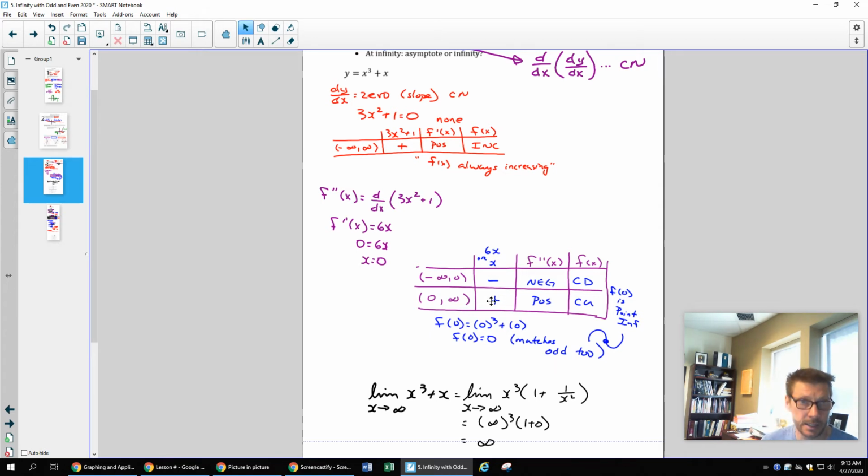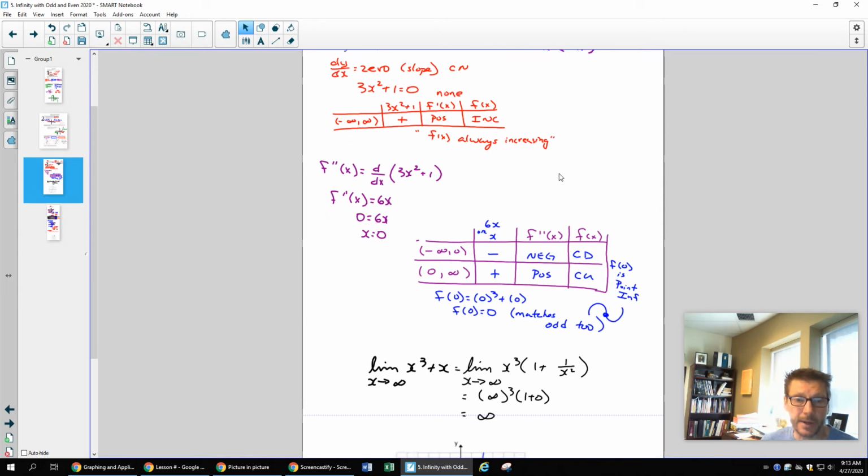Now what happens at infinity? Well, we can't just say infinity plus infinity. So we use our factoring skills and take out the largest degree, x cubed, which allows me to put my infinities in now: infinity cubed, and then 1 plus 0, so I get infinity. So as my x value gets larger, my graph is going to be going up to the right. That also matches the idea of my slope, right? My slope is always positive, which means my function is always increasing. So as x gets larger, the y's get larger.